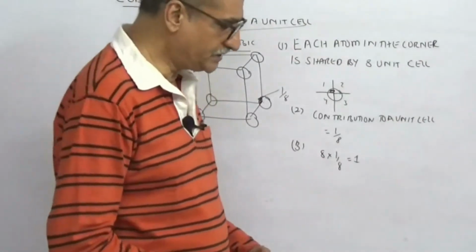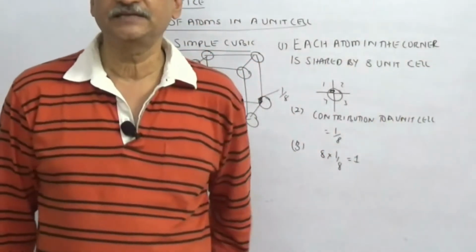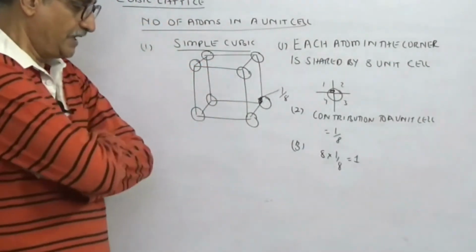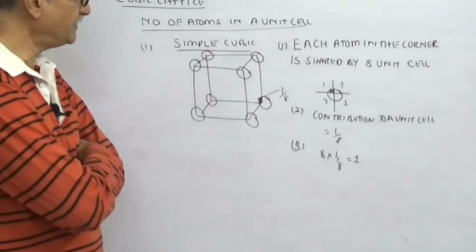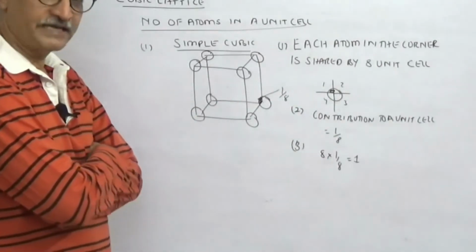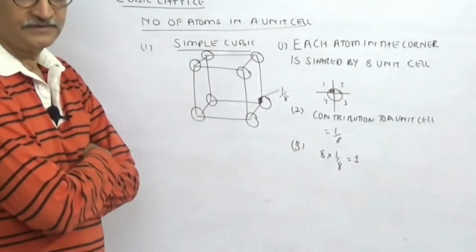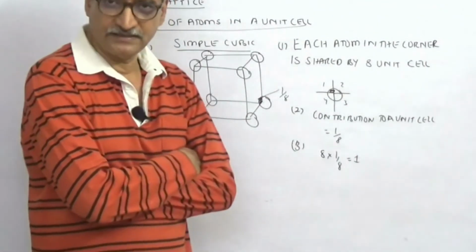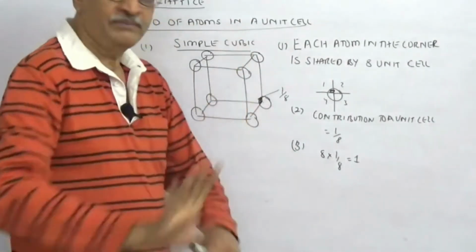So what is the calculation? Where are the atoms present? The atoms are present in the corner. If atoms are present in the corner, what is the second point? Its contribution is 1/8 to each cell. And how many such corners are there? 8. So 8 into 1/8 will be equal to 1.